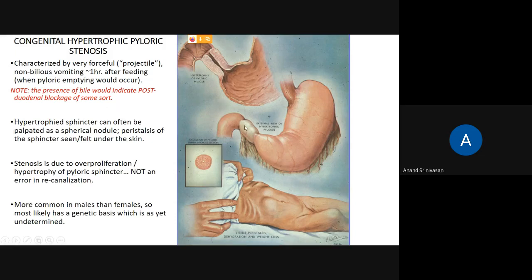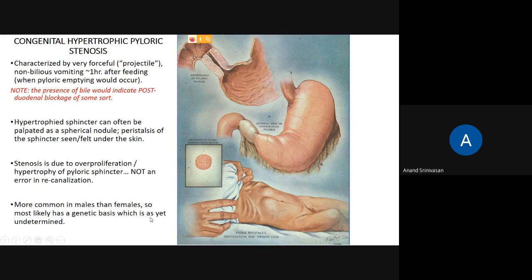And this pyloric sphincter can also be palpated as a spherical nodule in the epigastric region of the abdomen. This stenosis is due to overproliferation and hypertrophy of the pyloric sphincter. It is not because of recanalization, it is not because of an error in recanalization. It is because of the hypertrophy of the sphincter.